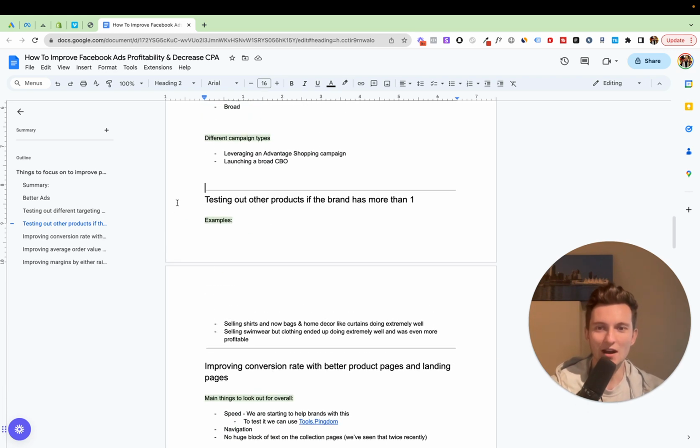Number 3 is really testing out other products. If your brand has more than one SKU, test out other products, or if you have the ability to launch more products, then absolutely do that as well. Product is just such an important factor. Even if you're looking at conversion rate, which we're going to cover next, a huge piece of this is product.